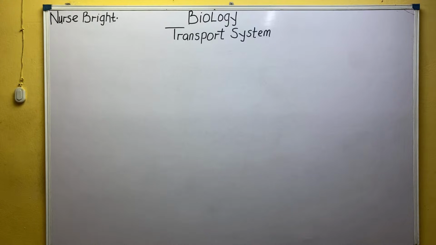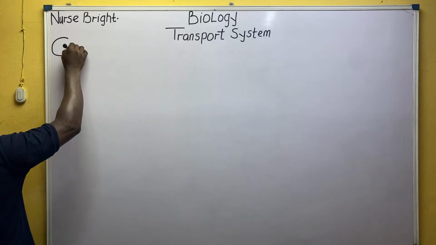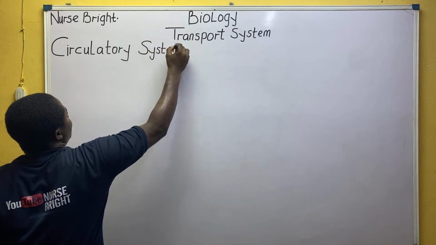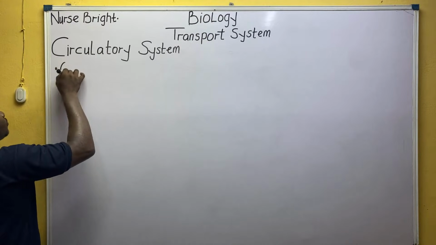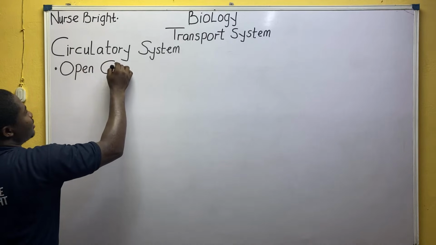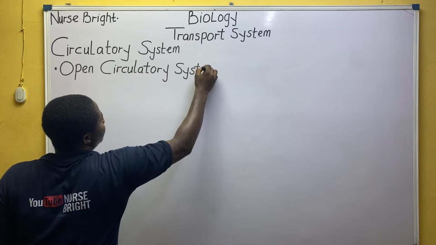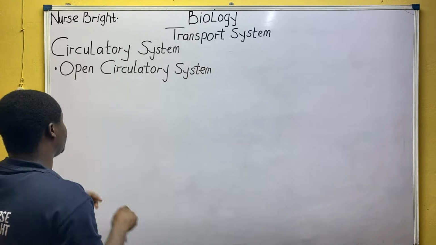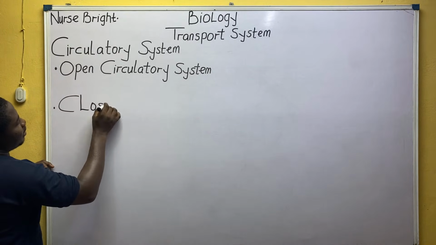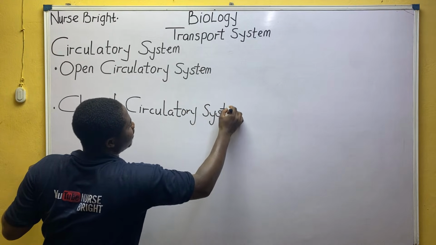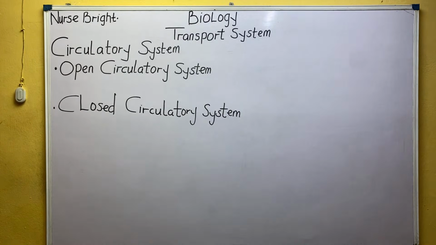First, we have two major types. We have the open circulatory system, and also we have the closed circulatory system. The circulatory system is the system that circulates various substances. And what do I mean by open circulatory system, and what do I mean by closed circulatory system? That will be the question you asked me.